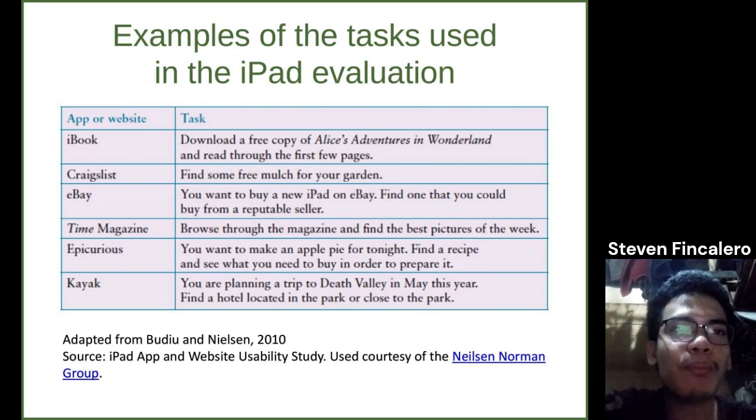Epicurious: you want to make an apple pie for tonight? Find a recipe and see what you need to buy in order to prepare it. Kayak: you are planning a trip to Death Valley in May this year. Find a hotel located in the park or close to the park.